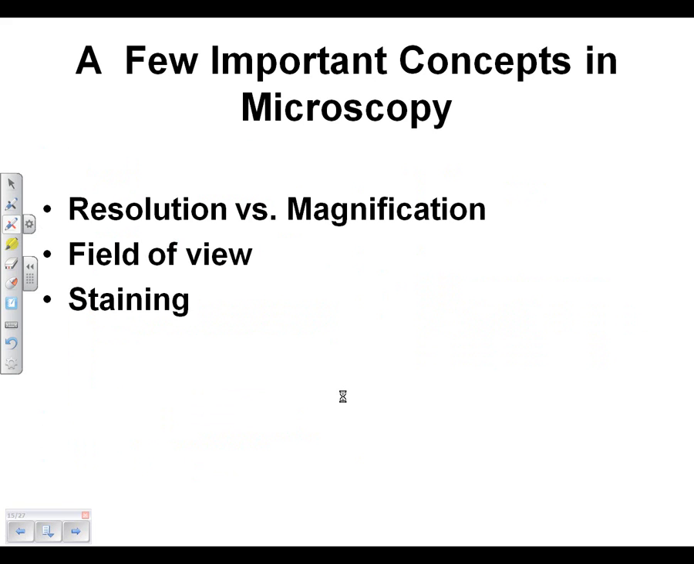So I just wanted to go through a few concepts that are really important in microscopy. And you'll hear us talk about these words all the time, and hopefully after you're done with this, they'll have a lot more meaning for you. We want to talk about the difference between resolution and magnification, a little bit about field of view, and then the importance of staining. Why do we stain things? What will it actually do for us?